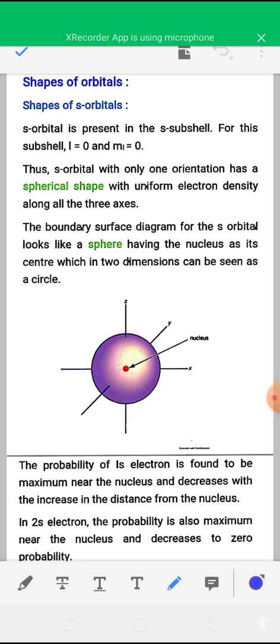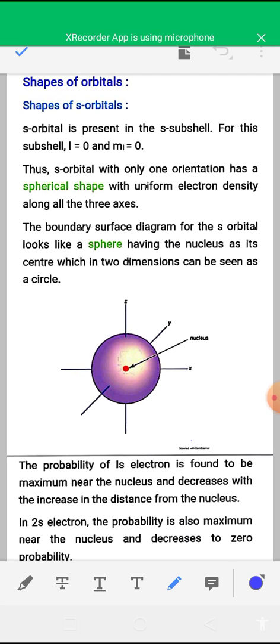Today in this video, I'll discuss the shapes of different orbitals and how to write electronic configuration. In the previous video, while discussing different types of quantum numbers, I told that an electron in an atom can revolve around the nucleus in different circular paths or different energy levels, which are known as shells or orbits.